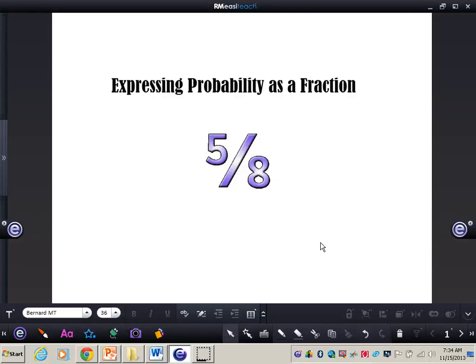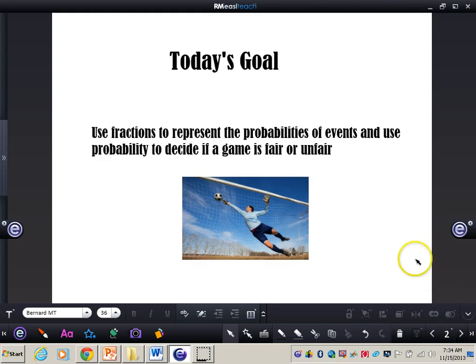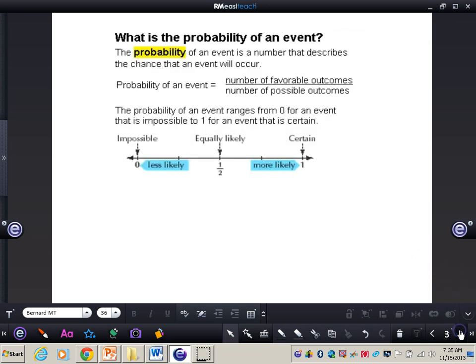In this video, we're going to be taking a look at expressing probability as a fraction. Now, today's goal, and I want you to write this down in your notes, you're going to be using fractions to represent the probabilities of events and use probability to decide if a game is fair or unfair. So that is the goal for today.